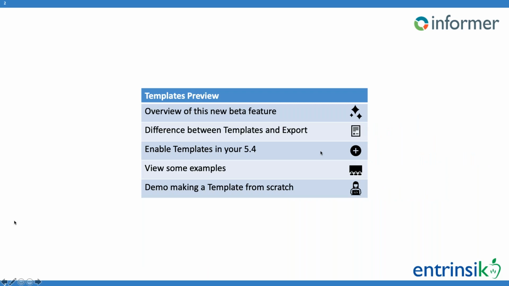So this is a beta feature. 5.4 is a full release, but we included templates in it as a beta feature because we wanted to get this into your hands as quickly as possible, because it's already proving to be really useful for the people we used for usability testing. And we wanted to get it out in the field. So that's what we did, and you're able to access it if you have version 5.4 of Informer.